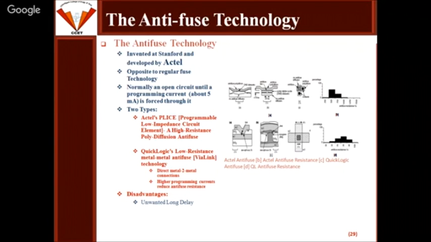In general, if we talk about a fuse circuit, it is the reverse thing. So normally an open circuit is there until a programming current of about 5 milliampere is forced to pass through it. Two types are there. Actel PLICE, which means programmable low impedance circuit element, is a high resistance poly diffusion anti-fuse. And the second one is QuickLogic's low resistance metal to metal anti-fuse technology.